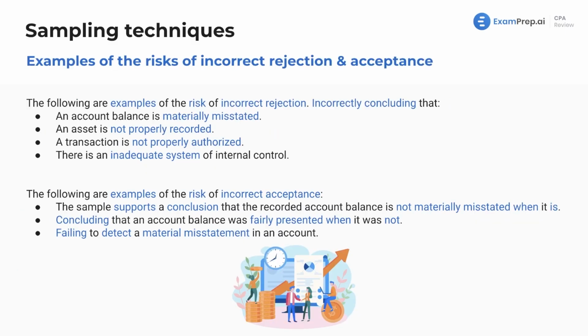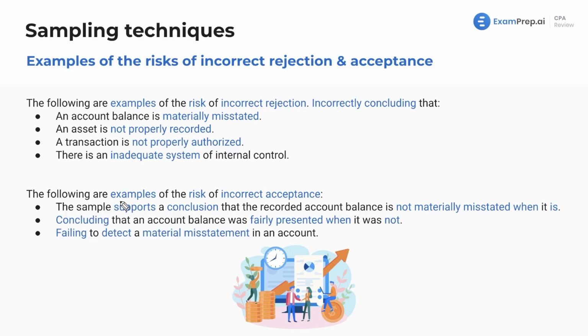Here are some examples just to drill these home. We're going to go through some examples of the risk of incorrect rejection, which could be incorrectly concluding that an account balance is materially misstated, an asset is not properly recorded when it is, transactions are not properly authorized, or that there's an inadequate system of internal control, when in reality, all these things are fine.